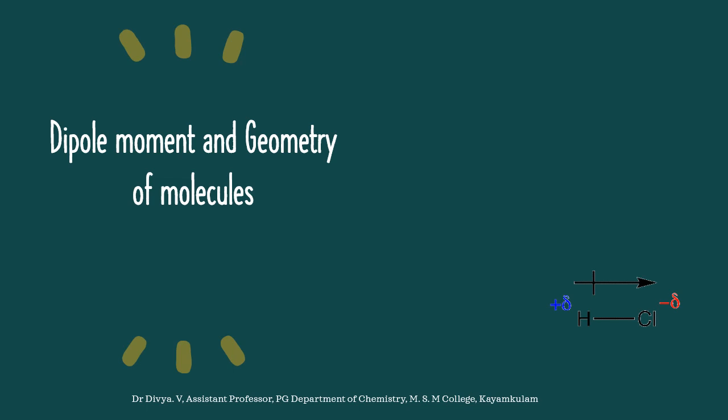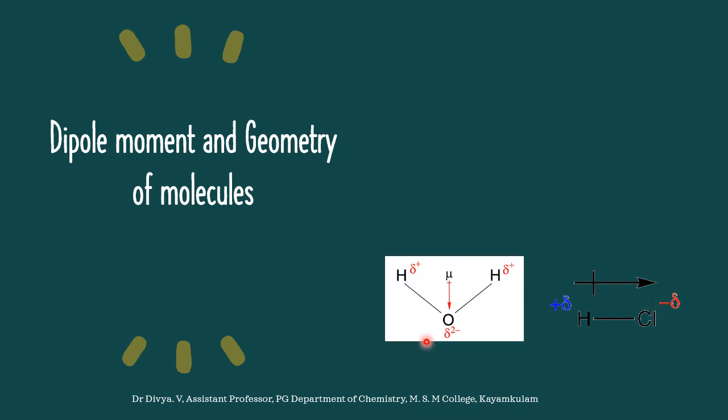Here the chlorine atom, since chlorine is more electronegative than hydrogen, what happens? This chlorine attracts the shared pair of electrons towards itself. So the direction of the dipole moment will be in the direction of the electronegative atom. Okay, this hydrogen gets a partial positive charge. So this is the representation. This arrow mark represents the direction of dipole moment. Okay, net dipole moment.